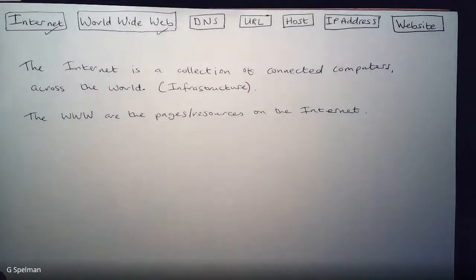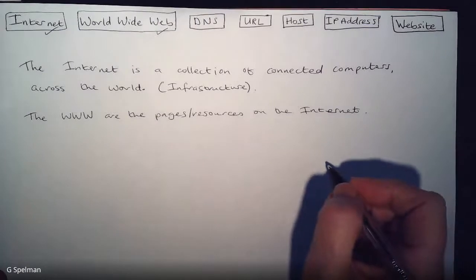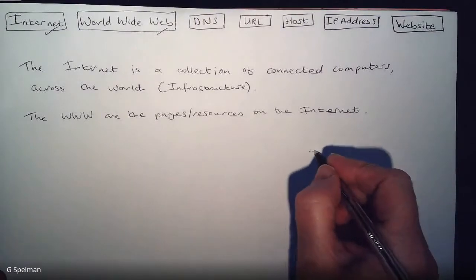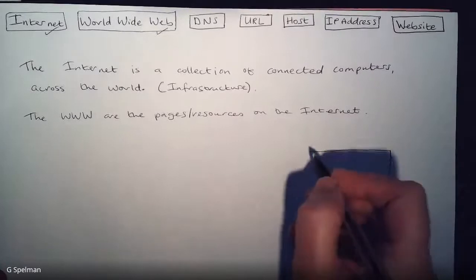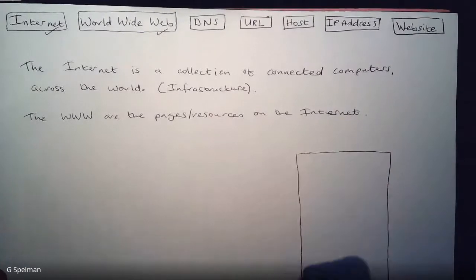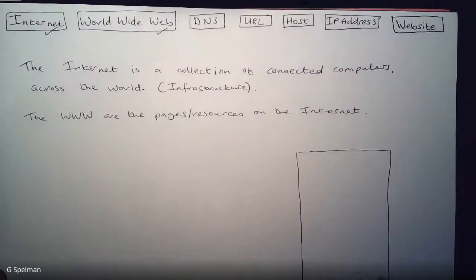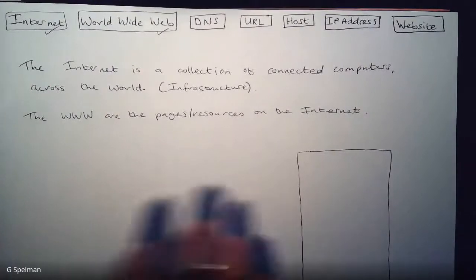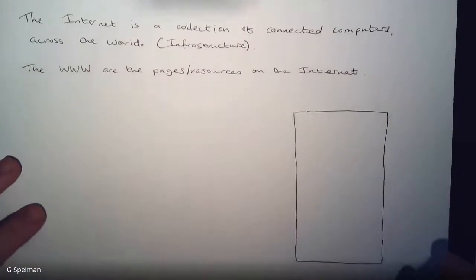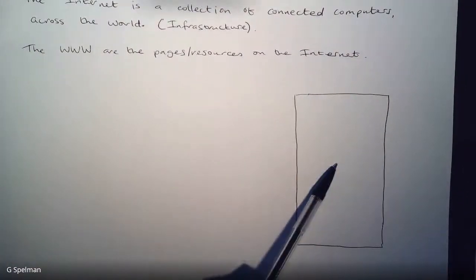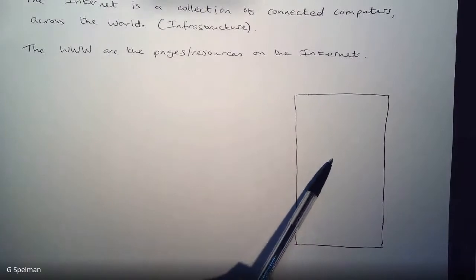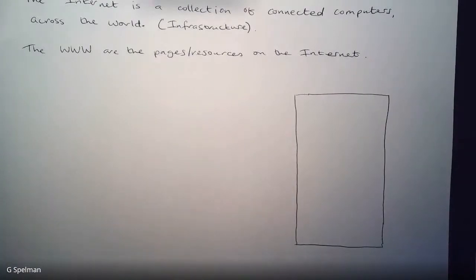Now let's take an example. So I'm going to have a server here, and I'm taking some of this information from an AS level past paper actually. Move this up so that you can see it. Now this is a server on the internet. It's a computer on the internet that provides a service, that provides information. So it is a host.